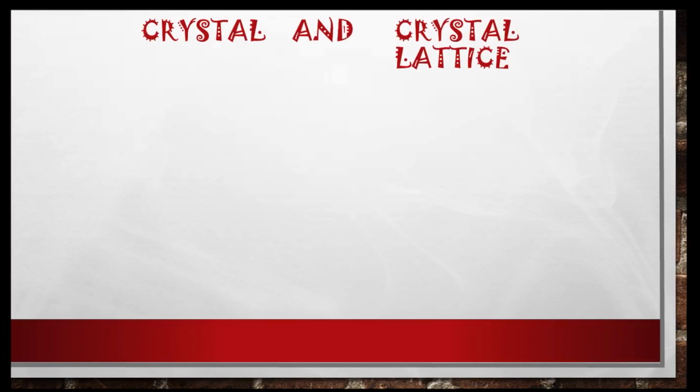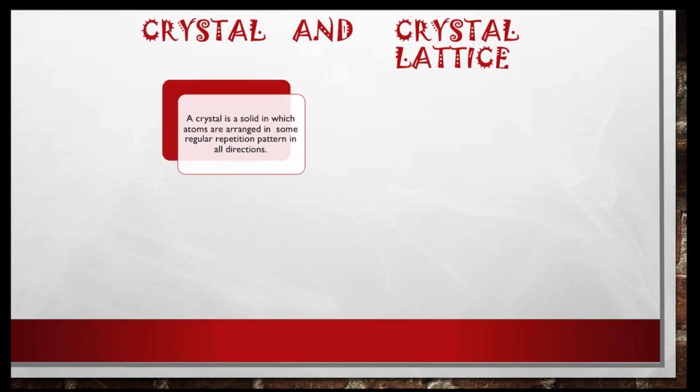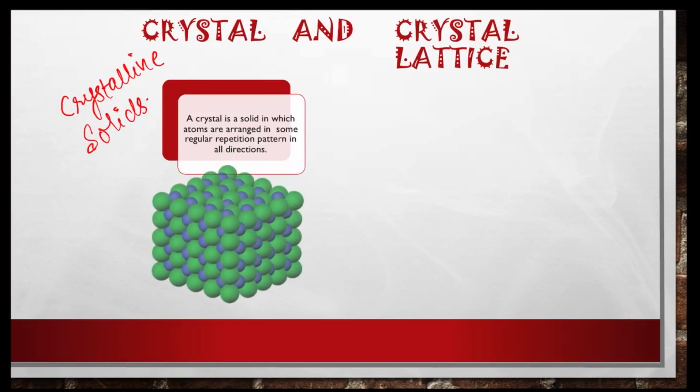Now what is a crystal? Let's define that. A crystal is a solid in which atoms are arranged in some regular repetition pattern in all directions. Now if it's a regular repetition, you understand we are talking about crystalline solids only. Now crystal means the actual arrangement of atoms. And how does it look? It looks something like this.